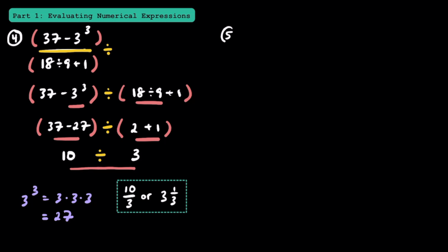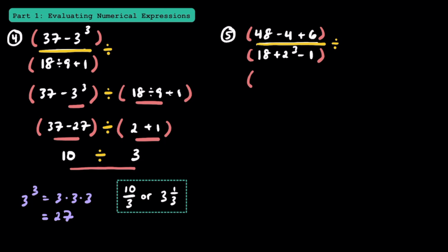Here's number 5. We have 48 minus 4 plus 6 over 18 plus 2 cubed minus 1. The top gets grouped and the bottom gets grouped. And this fraction bar also means division. Rewritten from left to right, we have the quantity of 48 minus 4 plus 6 divided by the quantity of 18 plus 2 cubed minus 1.